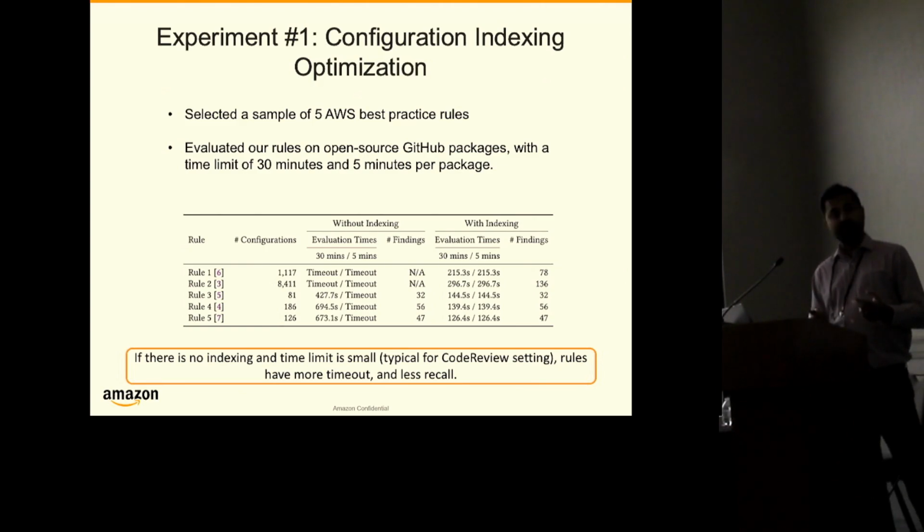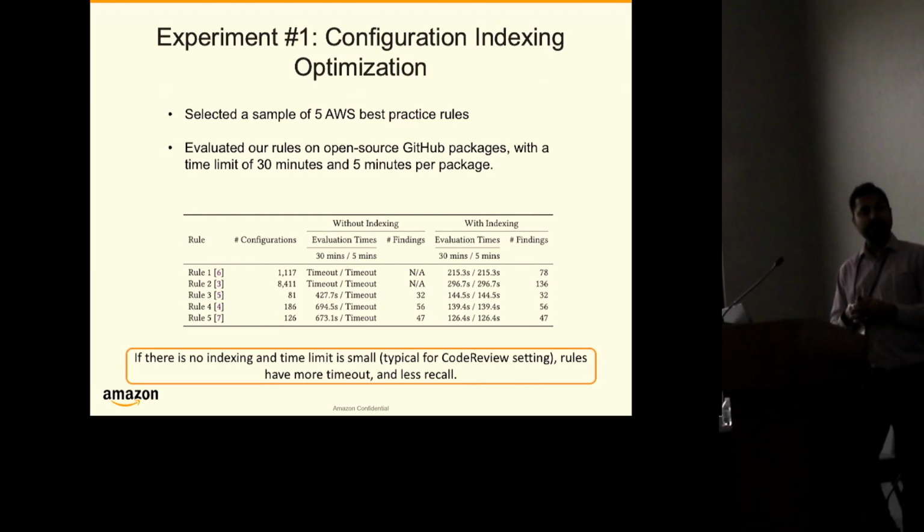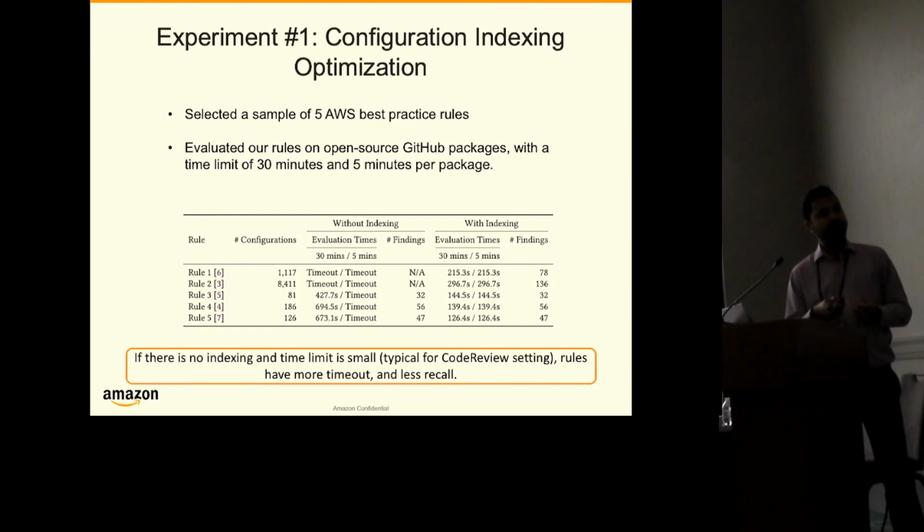So here we have chosen 5 AWS best practice rules, and these are rules which basically detect violation of AWS SDK. So we evaluated it on open source GitHub with a time limit of 30 minutes and 5 minutes. So 5 minutes is more realistic time limit which we use for our code review, because often when you submit for code review, if you don't return back the result within 5 minutes, developers often tend to not like to wait too much longer to get back the recommendations from CodeGuru.